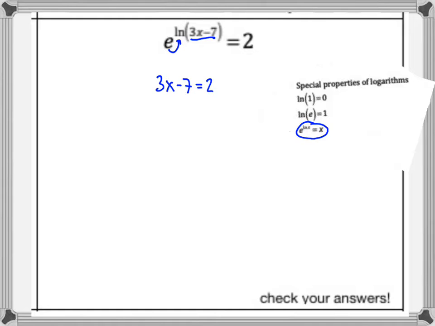And then, of course, we're going to add 7 to each side, and we've got some easy algebra in front of us here. So we've got 9 divided by 3, and x is 3. Okay. So we plug it back in, making sure that this is not going to give us a negative number. So I've got 3 times 3, which is going to give me 9 minus 7, which is 2. So we're good.